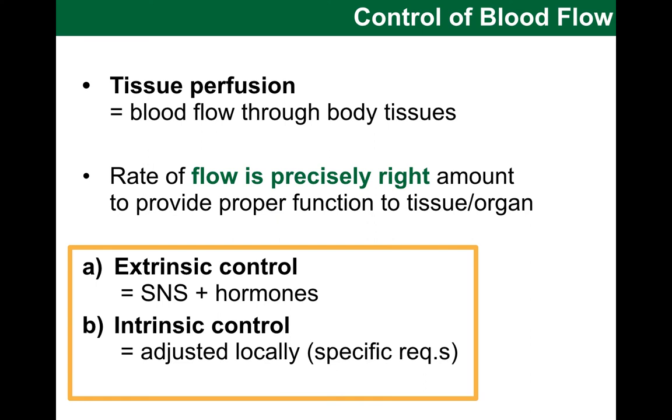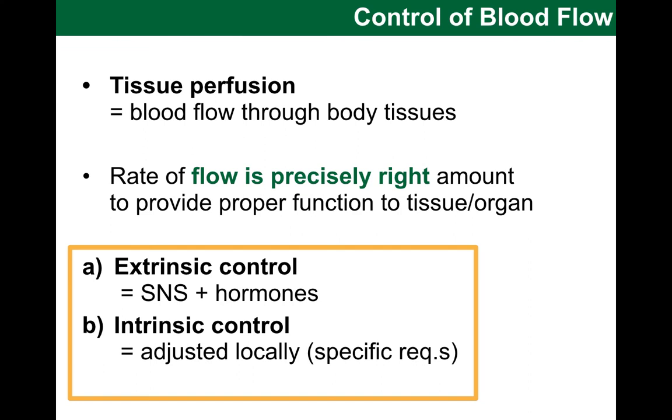And then our intrinsic control is all about responding to local needs through controlling capillaries. So we are responding to specific tissues' requirements at that site, only at that site. So capillaries can be modified on an organ level, responding to their needs too.